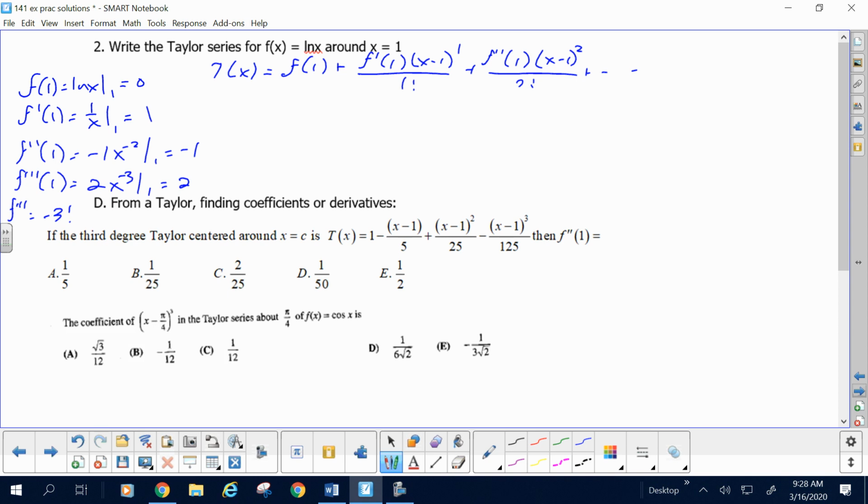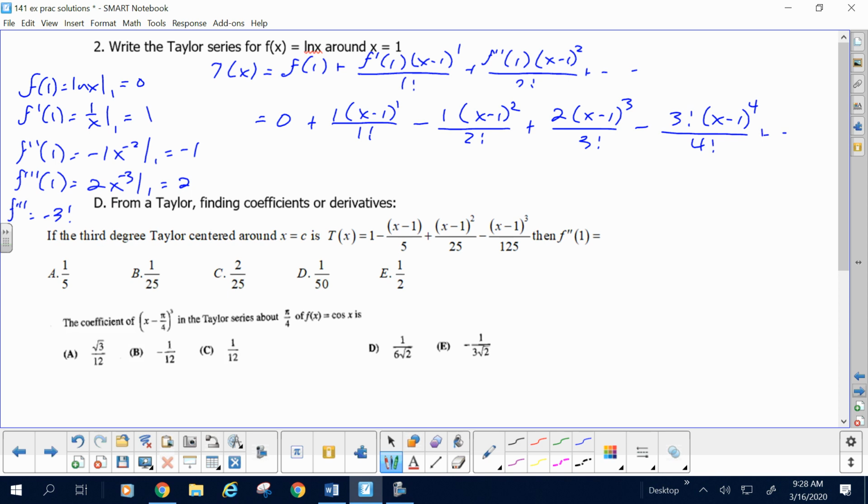Now if I throw those in and then simplify, then I'll get something like this. 0 plus 1 times x minus 1 to the first over 1 factorial minus 1 x minus 1 squared over 2 factorial plus 2 x minus 1 cubed over 3 factorial minus 3 factorial x minus 1 to the fourth over 4 factorial. Now, once I get out there, I start to feel confident in seeing what's going to happen. But it did take me a while. You're not going to see a pattern right away. You need to continue out until you see what's going to happen.